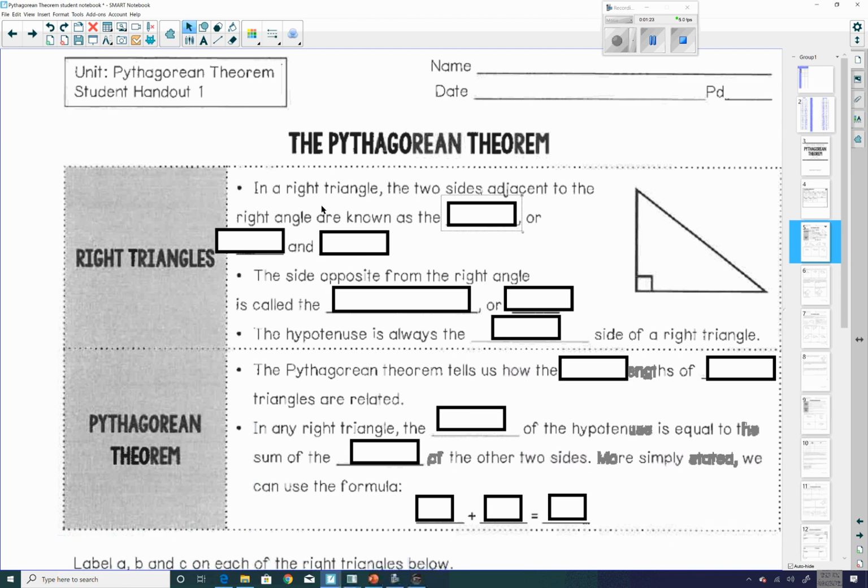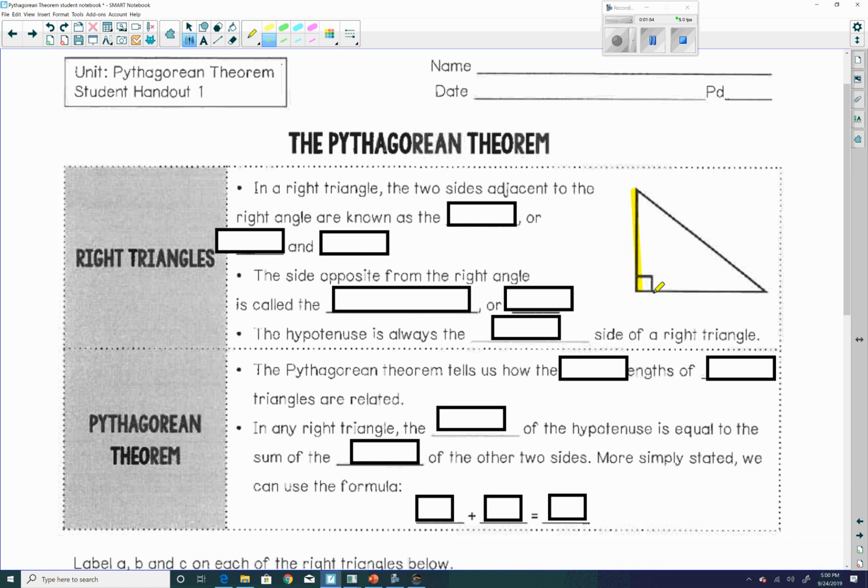It says, in a right triangle, the two sides adjacent to the right angle. Adjacent means right next to. So if I'm looking at this right triangle here on the side, the legs are the ones that are next to the right angle. And the right angle is always shown by this little box in the corner. I'm going to highlight those super quick for you so you know which ones we're talking about.